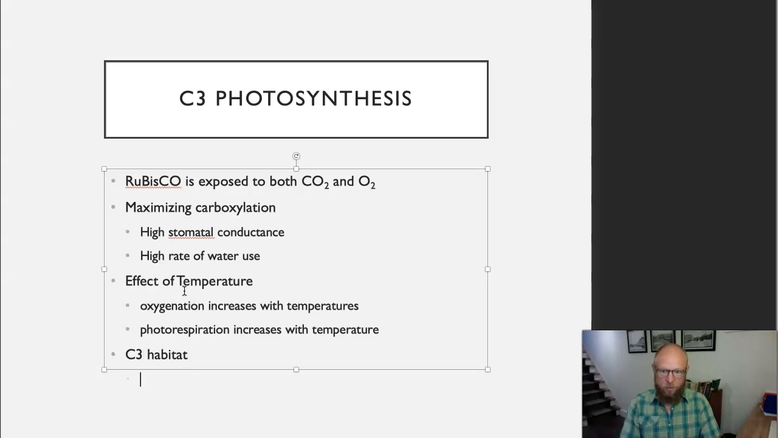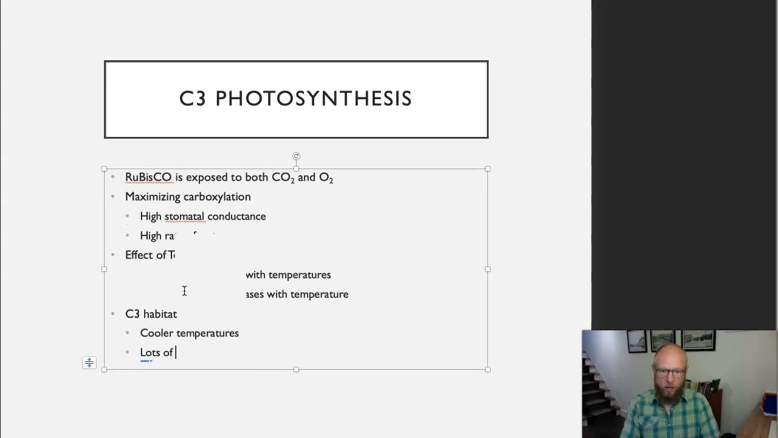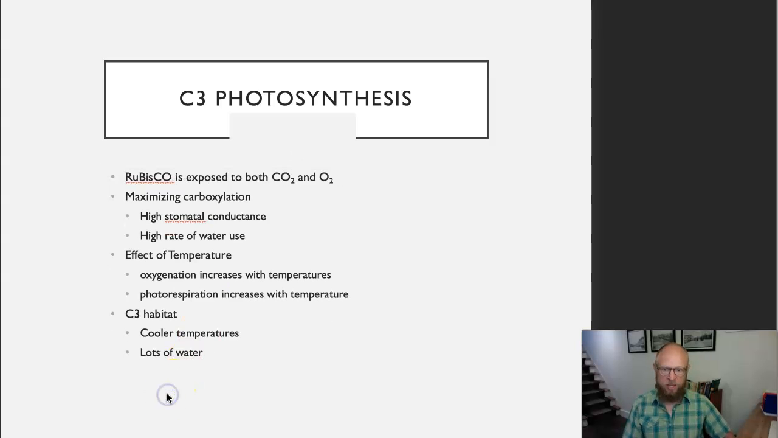So what that means for a C3 plant and its habitat is that it needs cooler conditions, cooler temperatures, and it needs lots of water, right? So it needs to be able to keep its stomates open. It means it needs access to lots of water, and it does better in cooler temperatures so that that rubisco doesn't change structure and start reacting with oxygen a lot.